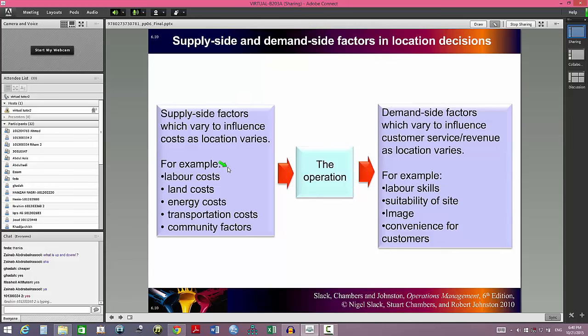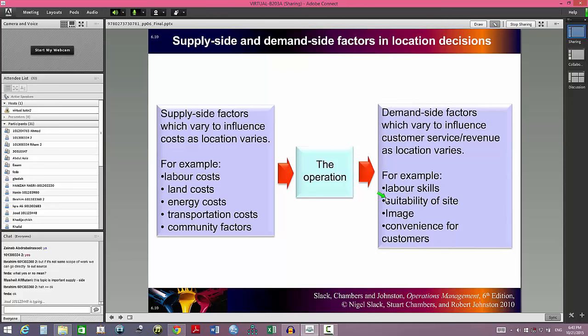That means most of the time the cost is an important driver on the supply side when we decide the location of the operation. You need to locate your operation in the less costly places regarding the labor, regarding the land, energy, and so on. And from the demand side factors, we have something like the labor skills, and by labor skills we mean the skills of supporting the customers, the customer support skills.